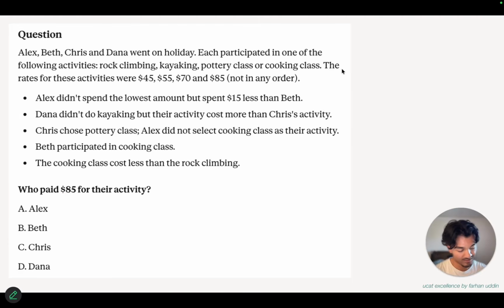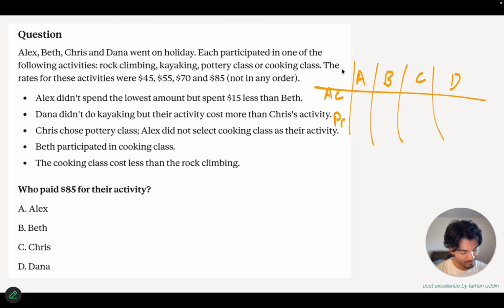So the next step is to represent. So I'm going to draw a grid table here. This is my favorite kind of table to draw out. So we've got Alex, Beth, Chris, Dana, A, B, C, D, and we've got the activities and the price that they paid. So this is the kind of table that I like to draw out. I might make that a bit nicer so I can write in it.